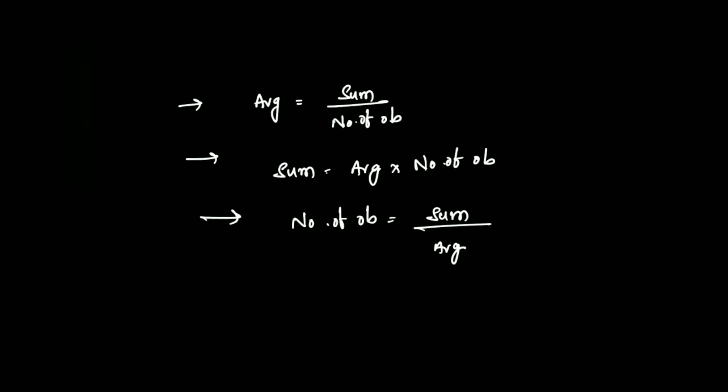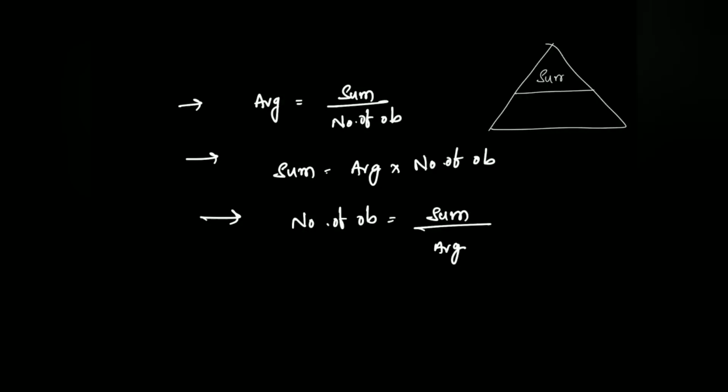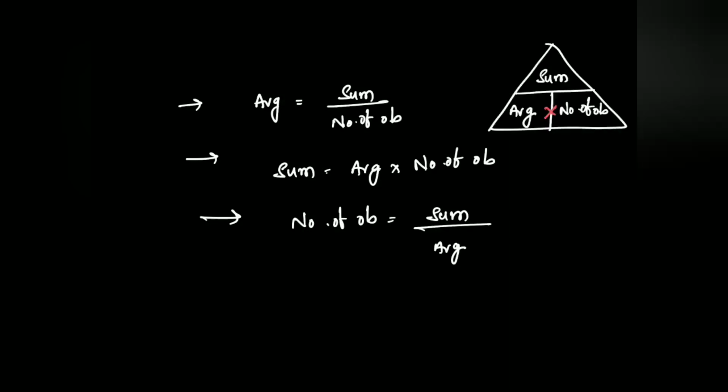Now this will help you to remember these formulas. Look at this diagram. Sum will always be in the numerator, and average and number of observations in the denominator. If I ask you the sum, then that is average into number of observations. If I ask you the average, it is sum by number of observations. If I ask you the number of observations, then it is sum divided by average. So like that, immediately you should be able to answer this.